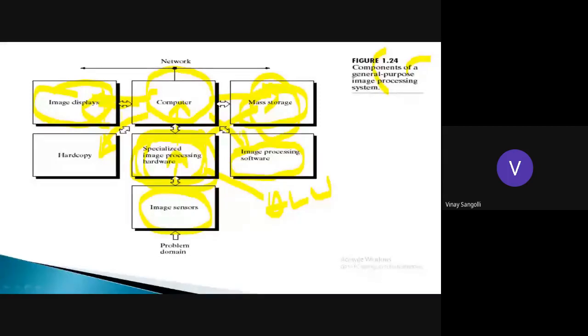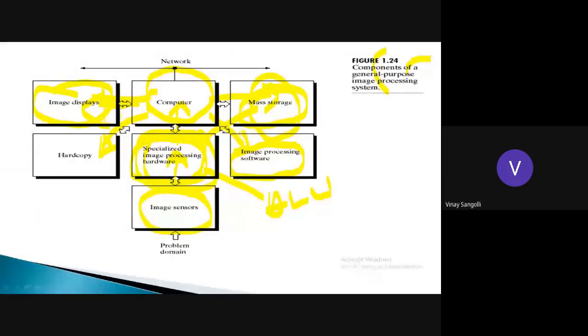In some cases, it is necessary to have stereo displays, which is very rare. These are implemented in the form of headgear, and they have two small displays. One would be embedded in the goggles the user is wearing, and the other would be at the other end. Don't worry about this. Right now, you just remember that image displays are nothing but your monitors, that is, screens, say for example laptop monitors or TV screens.